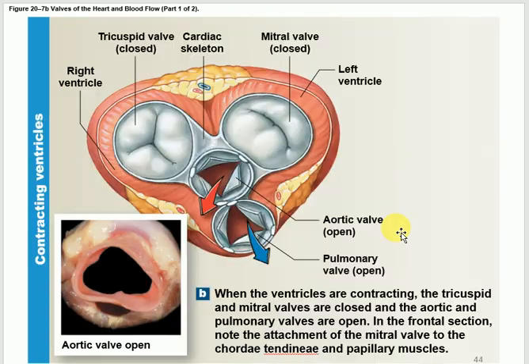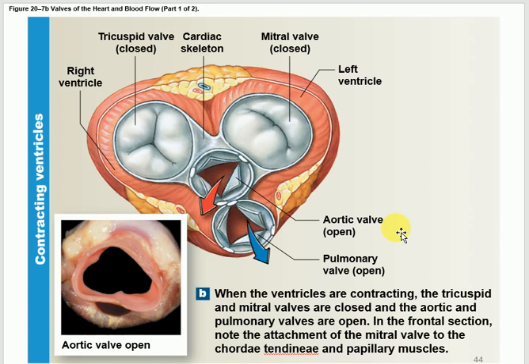Here it is again, two, three, three, three. But these are open now. So those two open at the same time, and those two open at the same time. They alternate. Not all the valves open at the same time. Okay? Blood is in the atria, and it's going to move down to the ventricles. Those two valves will open at the same time. Are we following?